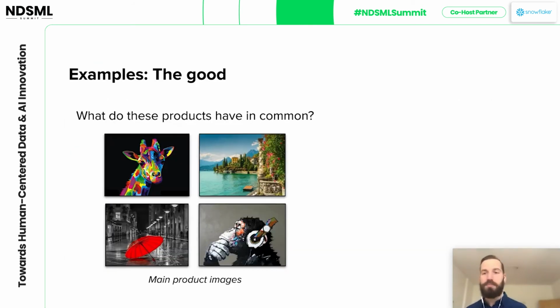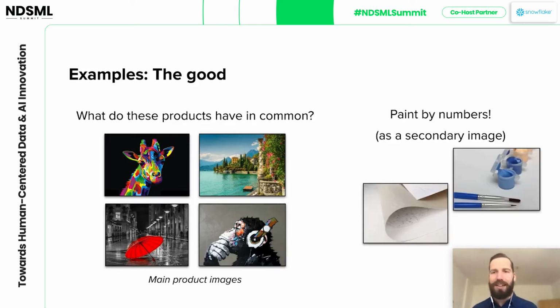And let's look at some really interesting examples. Can you tell me what's the common denominator between all these different product images? These are the main images. So we have a picture of a giraffe, a lovely place in Italy, a red umbrella, and an ape with headphones. How would you even start to understand that all of these images are of the same product?